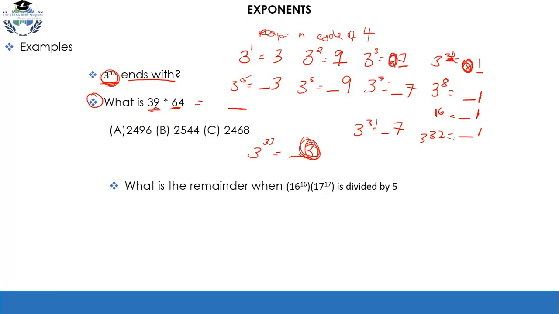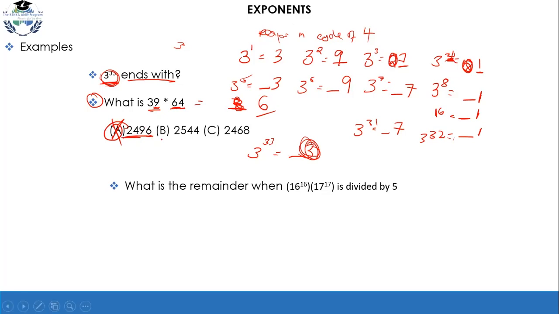So the units is going to be 9 times 4, which is going to be something that ends with 6, because 9 times 4 is 36. So it's going to be something that ends with a 6, carry something. And if you see from the options here, only one of them ends with a 6. So within 5 seconds, you're able to figure out that 24, 96 is the answer.